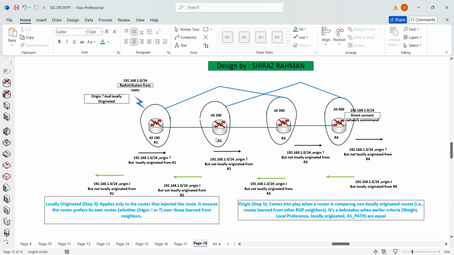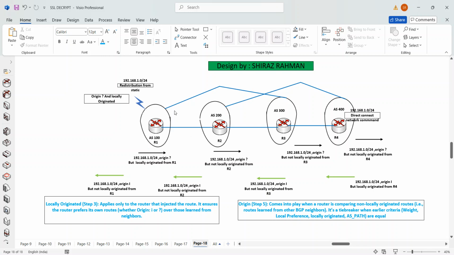On R2, what do we have? We have both routes. One is the black route, the other is the green one. 192.168.1.0 with origin question mark, and this route is also not locally originated from R2, and the other route is also not originated from R2. So what is the BGP best path selection?